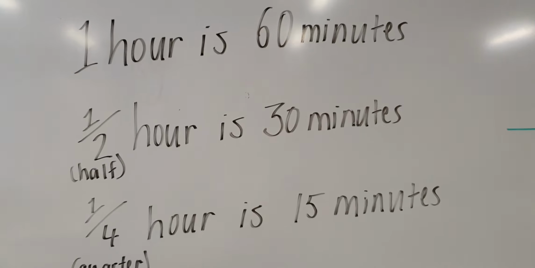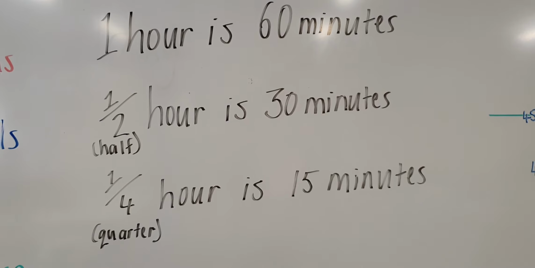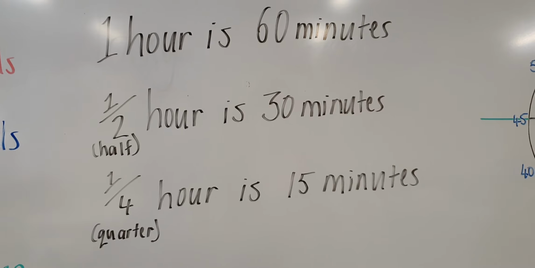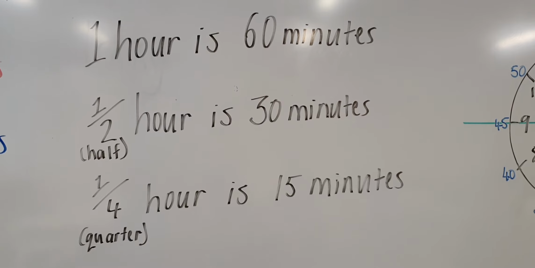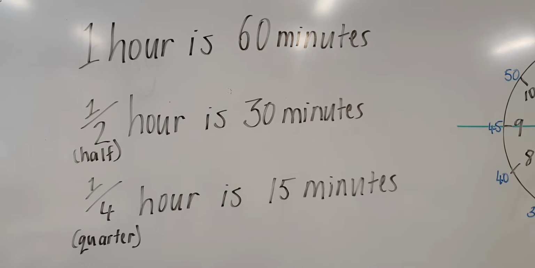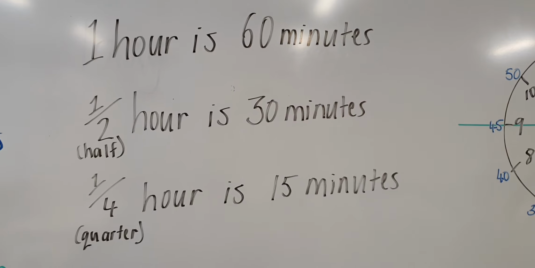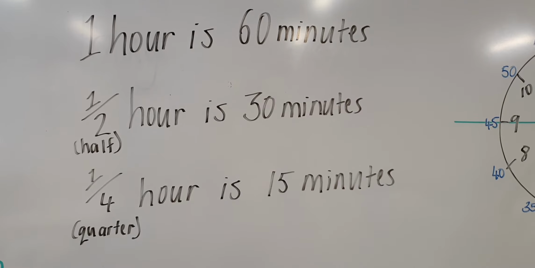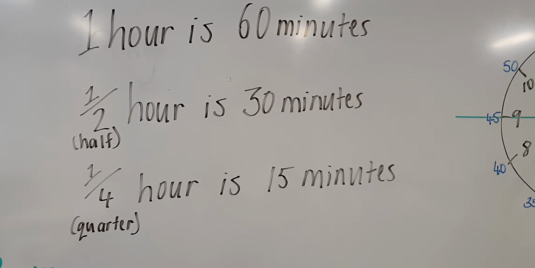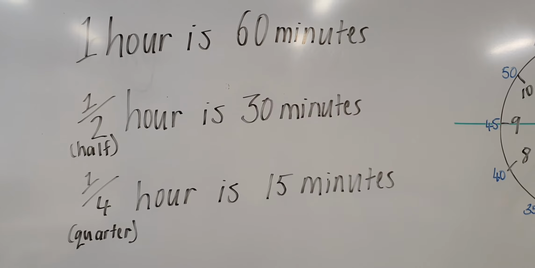We should also know that 1 hour is 60 minutes, half an hour is 30 minutes because 30 is half of 60, and a quarter of an hour is 15 minutes. So 4 lots of 15 should equal 60. So we've got 1 hour, 60 minutes, half an hour, 30 minutes, and a quarter hour, 15 minutes.